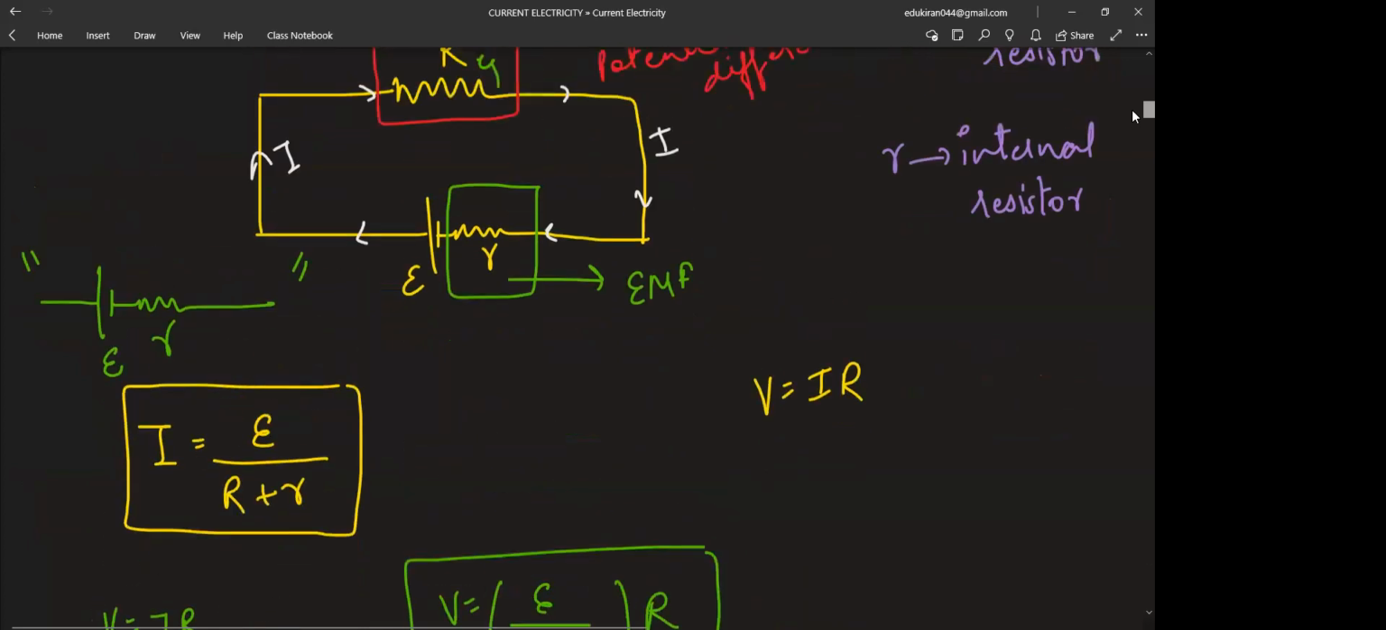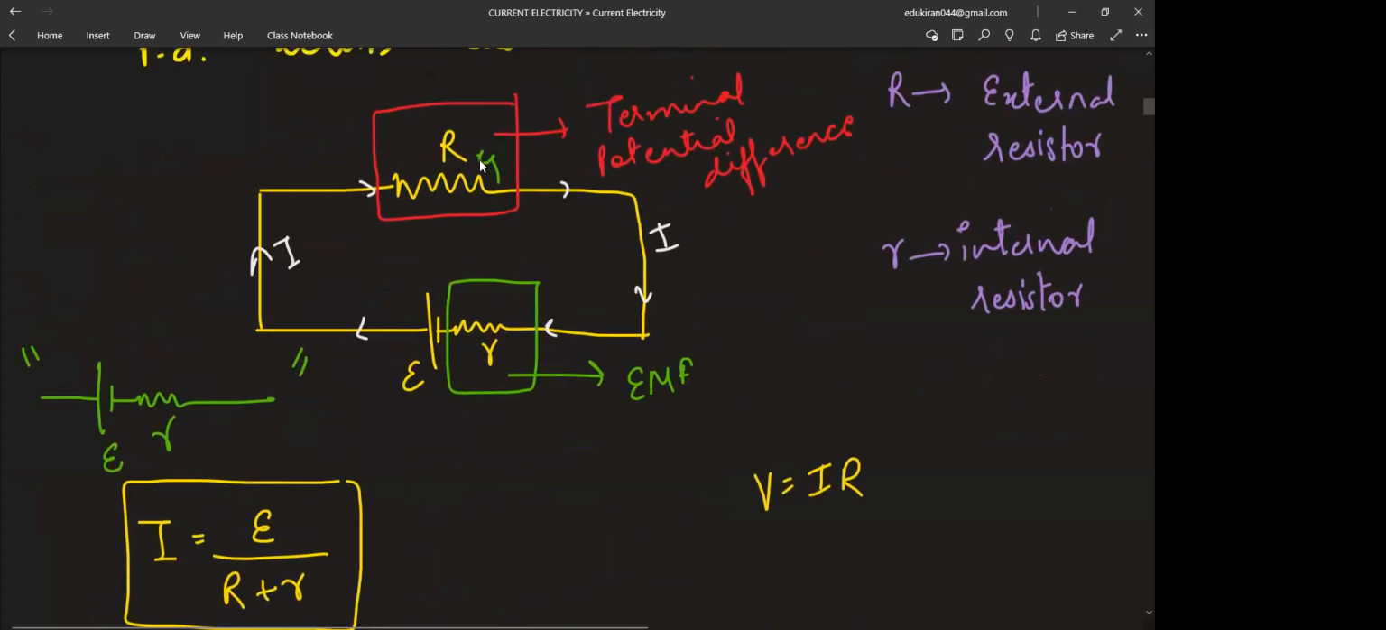Now class, look here. R equivalent is actually the external resistor. But I'm not writing it as R equivalent because we do not know whether there is a single resistor or more than a single resistor. But you already know that this is R equivalent. And this is small r equivalent.